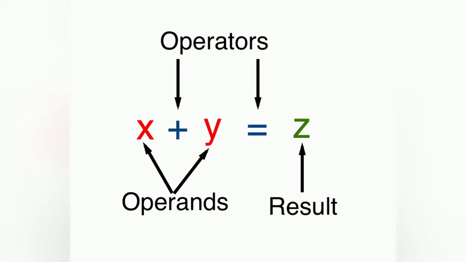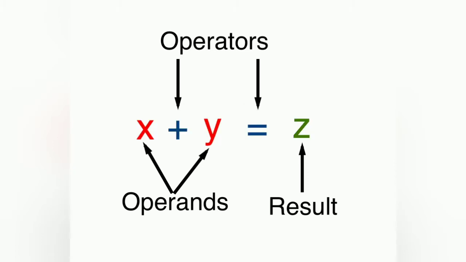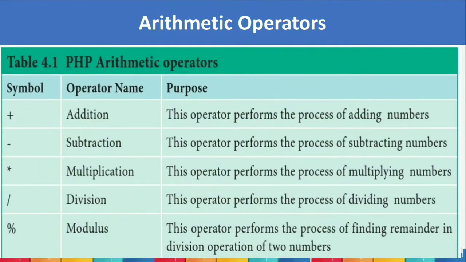So first let us learn the terms given in an expression. An expression looks like this: x plus y equal to z. In this expression, the given inputs are the operands, and the produced output is called the result. In between, we have different symbols. They are called operators. So let's learn about arithmetic operators.